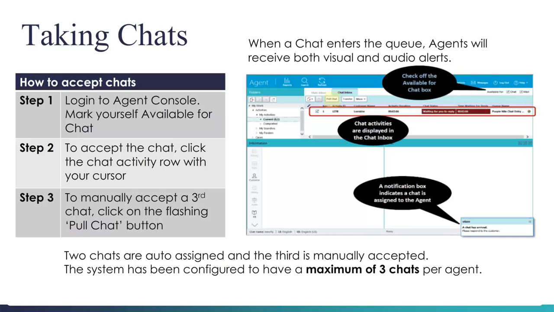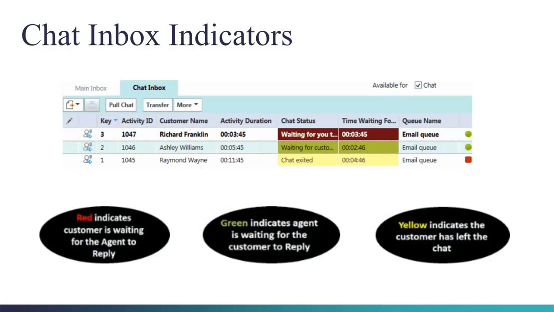The third step the agent will need to take is to manually accept the third chat by clicking on the flashing Pull Chat button. The chats in queue are color-coded to help the agent keep track of the status. Red indicates the customer is waiting for the agent to reply. Green indicates the agent is waiting for the customer to reply. And yellow indicates the customer has left the chat.